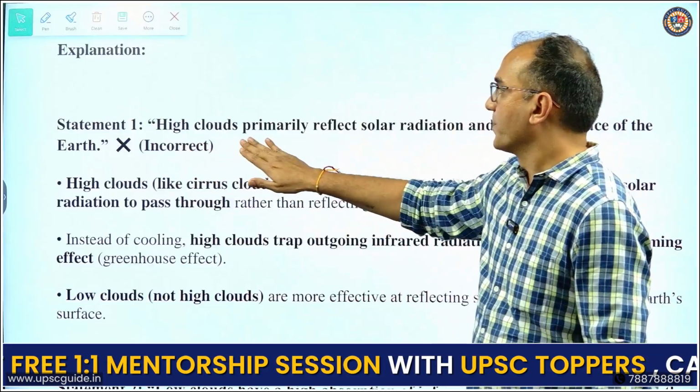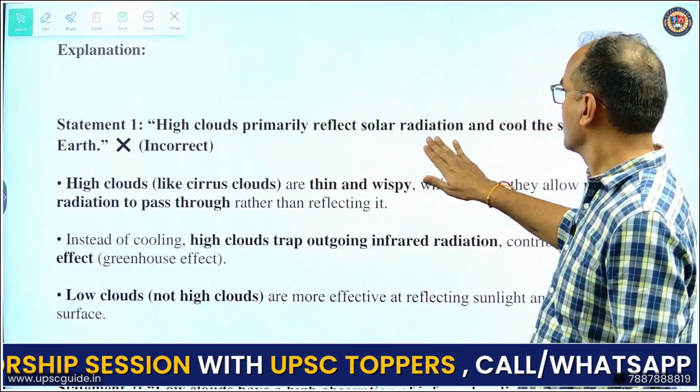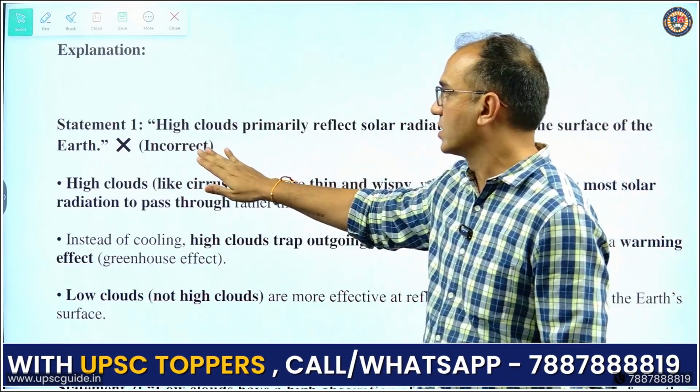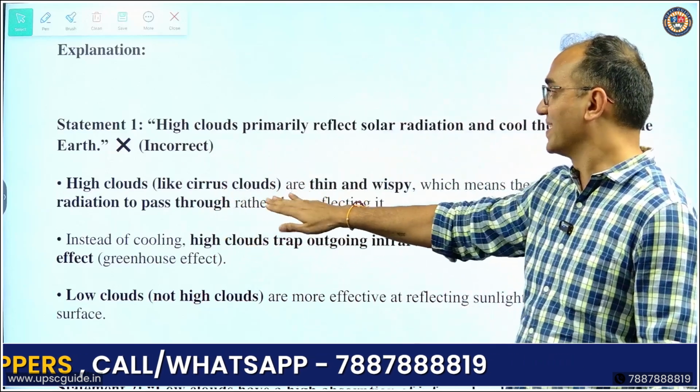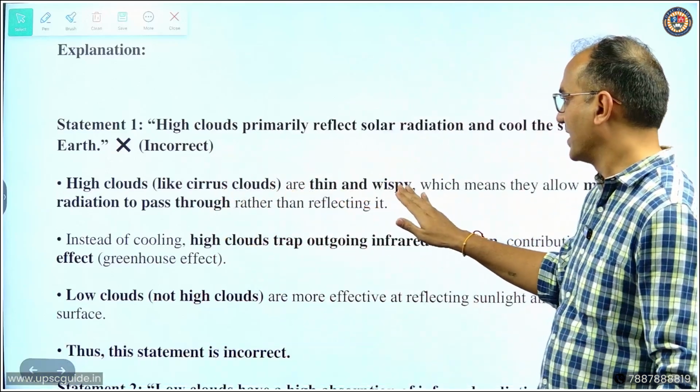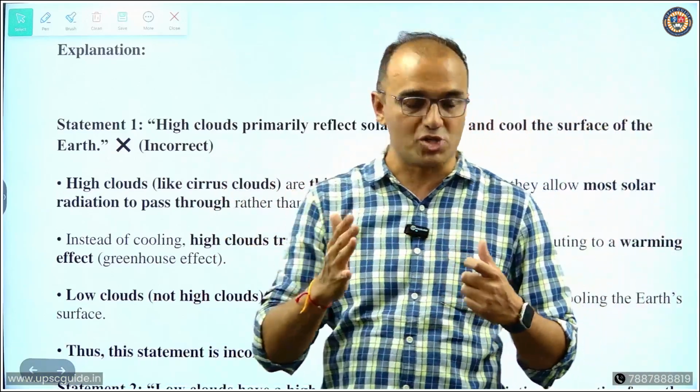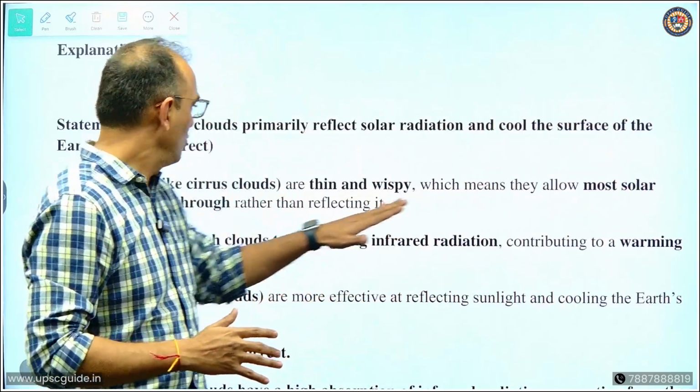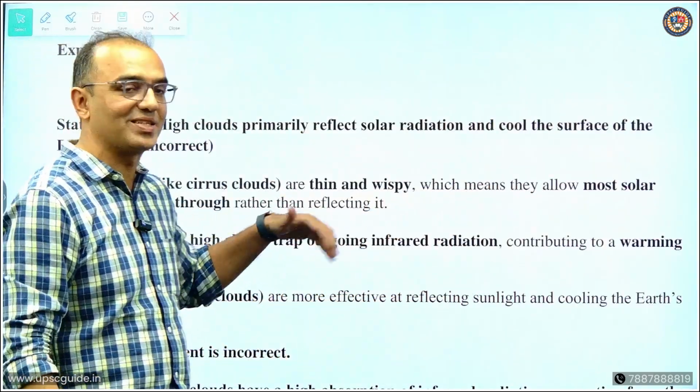So, statement 1: high clouds primarily reflect solar radiation and cool the surface of the earth. This is wrong. High clouds like cirrus clouds, as I have mentioned, are thin and wispy, so they don't reflect much, right? Which means they allow most of the radiation to pass through them rather than reflecting it.